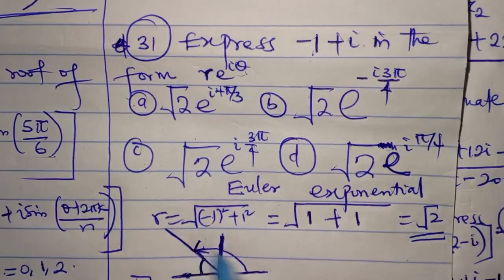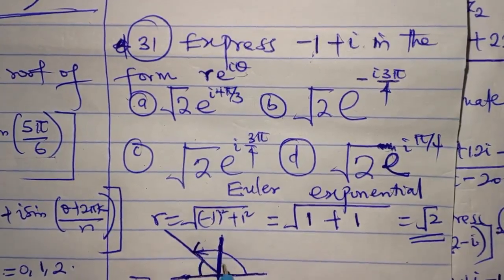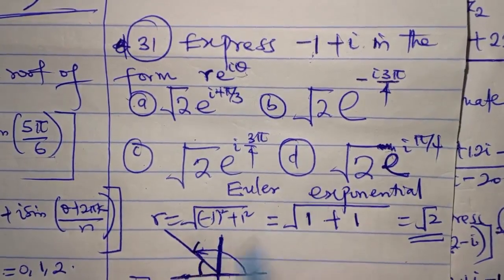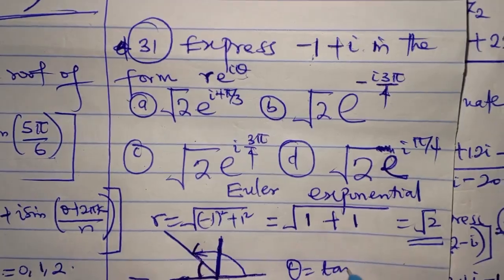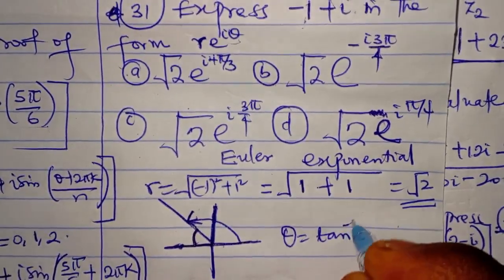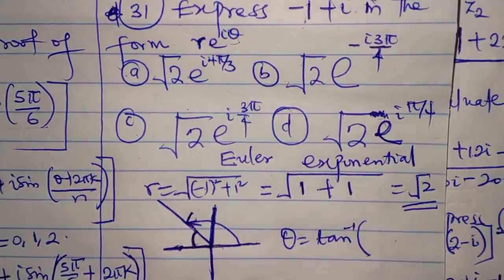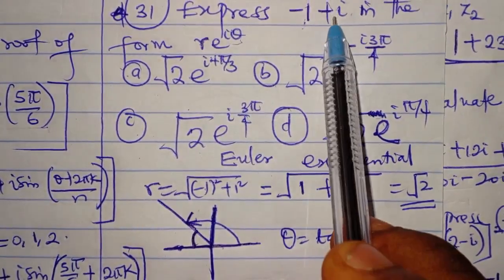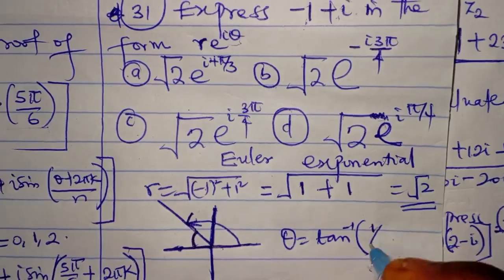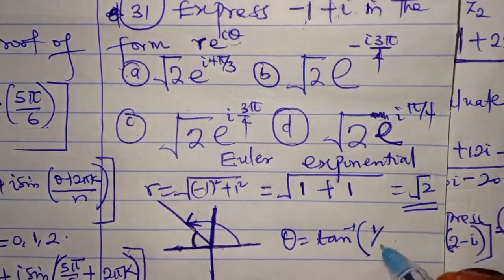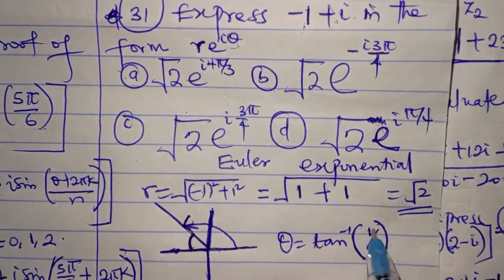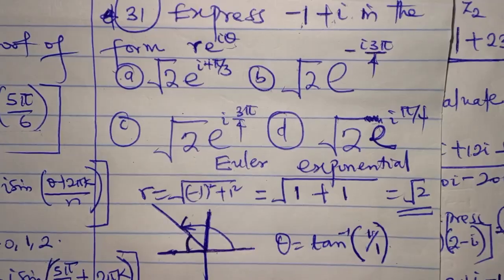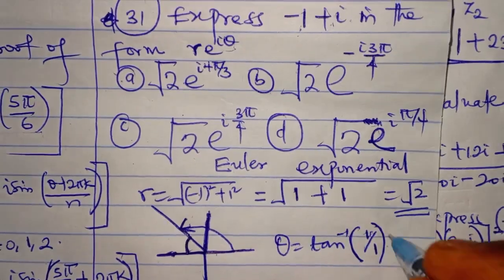I'm not going to use this angle here. If we determine that theta now, we are going to say the tan inverse of b over a. And b is 1, the coefficient of i, and 1 here. We don't take the negative, I told you before. We take the positive of them. 1 over 1 is 1. The tan inverse of 1 is 45. That's 45 degrees.